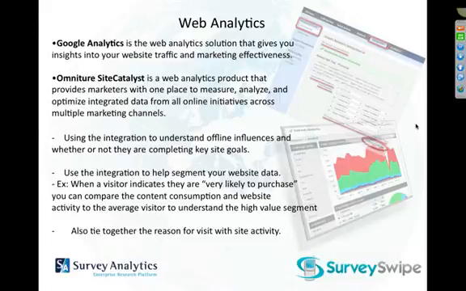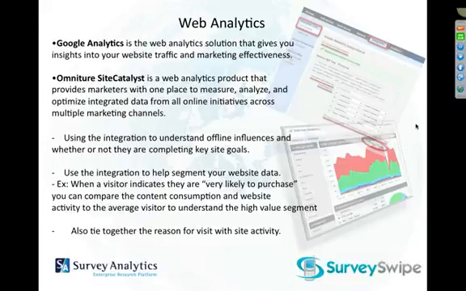Next up, we have web analytics, and we have a couple of integrations that we can do here. Some of you may be familiar with Google Analytics or Omniture Site Catalyst. Google Analytics is a web analytics solution that gives you insights, of course, into web traffic and marketing effectiveness. And Omniture goes a little bit more in depth, adding one place to measure, analyze and optimize integrated data for all online initiatives across multiple marketing channels.